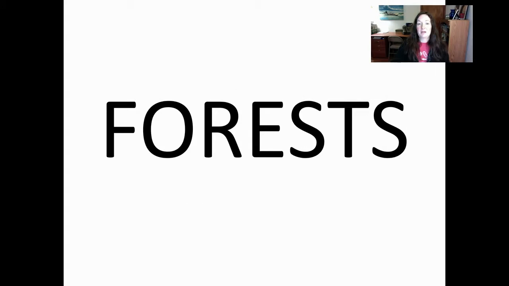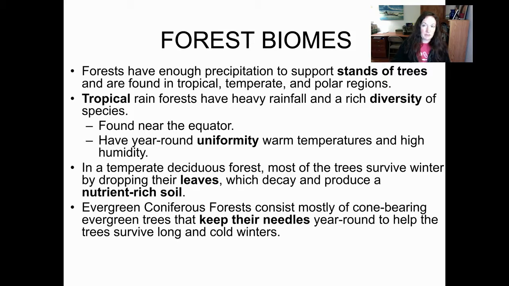Our next general biome category is forests. And forests are going to require a lot more precipitation in order to build the vegetation that is needed to make a forest, to make trees. But they do vary based on latitude. So forests have enough precipitation to support stands of trees, which is just another word for forests. And they're found in all different regions. The type of vegetation, of course, will vary based on where they are in terms of latitude.